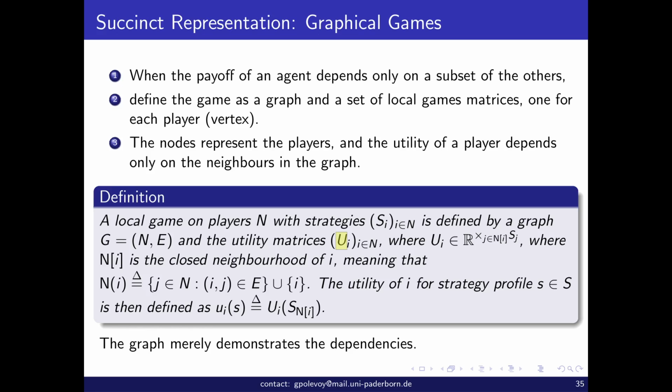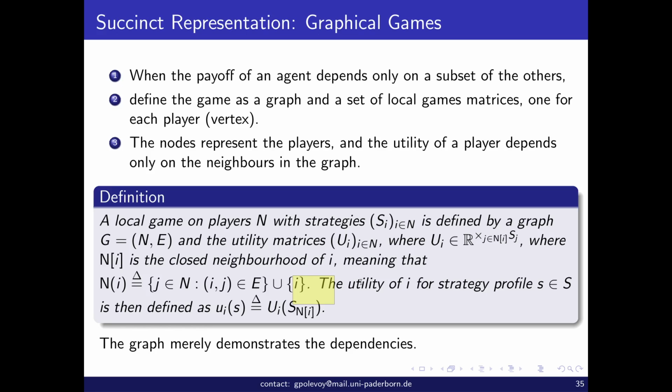Now, in this case, probably it goes for an undirected graph, but it can also be a directed graph. It can be that I depend on the player, but the player does not depend on me. And then, of course, I'm looking at the players who influence me in this matrix. And the neighborhood is a closed neighborhood in the sense that it's all the adjacent nodes plus myself, because my strategy also influences my utility, generally speaking.